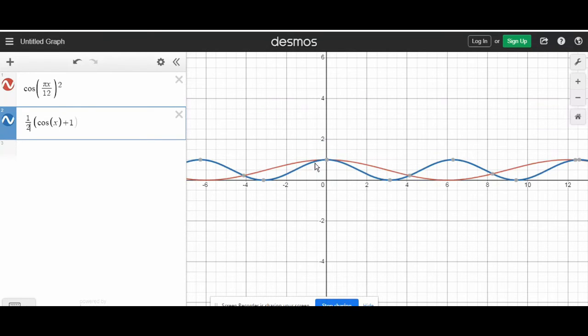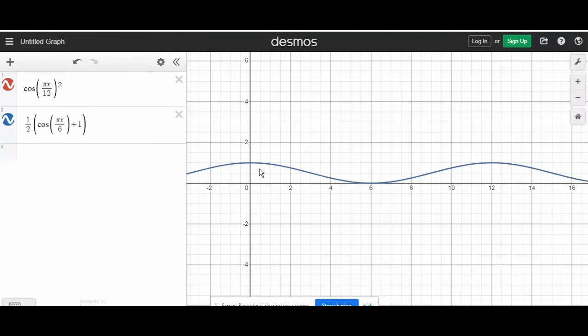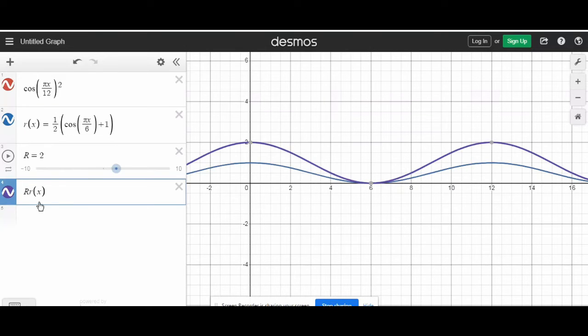Okay, now we need to scale it horizontally. So we multiply that by pi and we divide it by 6. And that gives us the exact same curve as we had before through some simple modeling techniques. And that seems to be good enough. We'll just multiply this function r of x that we set up by r, the rate per month, since we're measuring these in months.